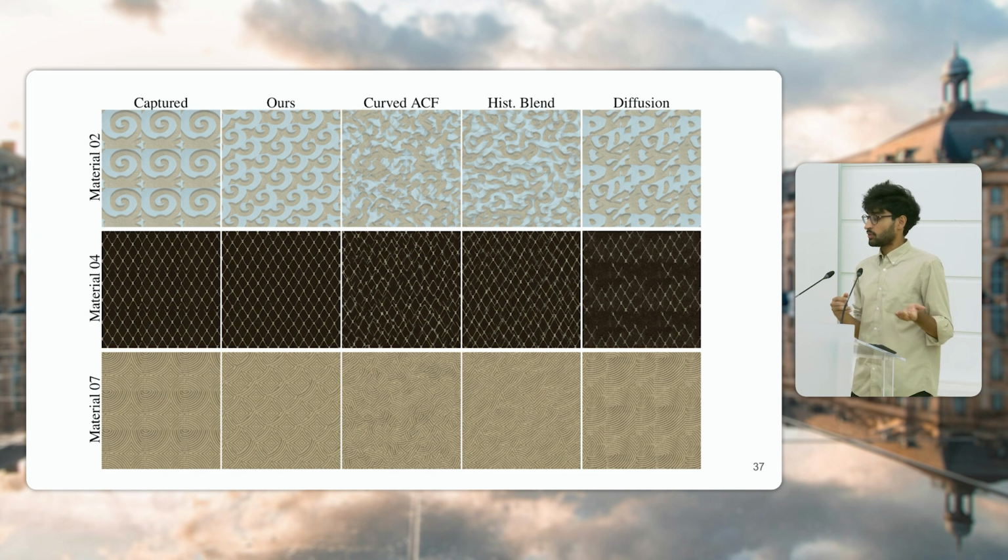Diffusion-only generation captures core statistics, but doesn't preserve structure over large regions. The adapted curved ACF and histogram preserving blending methods are competitive, but struggle with extrapolating over large structured regions. In contrast, our hybrid method uses Wang tiles to preserve structure and tileability and hands off the remaining seam artifacts to diffusion-based in-painting.